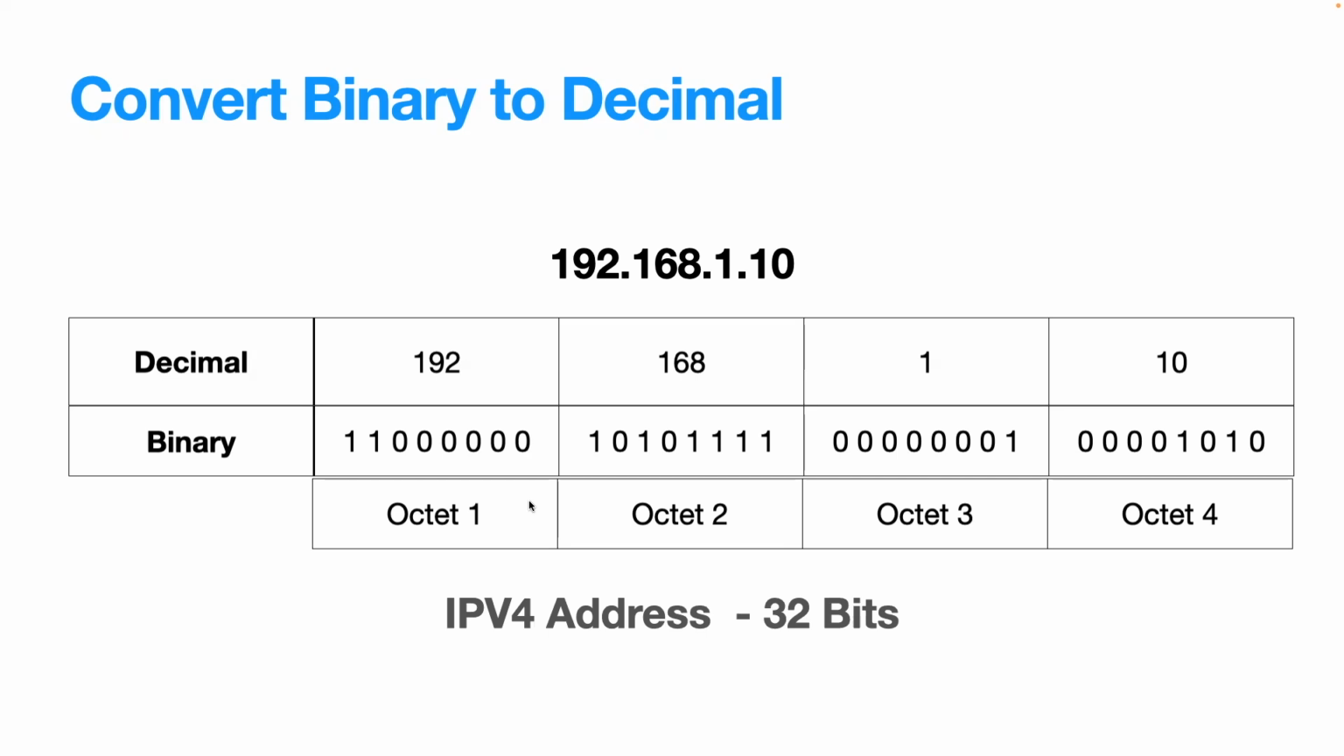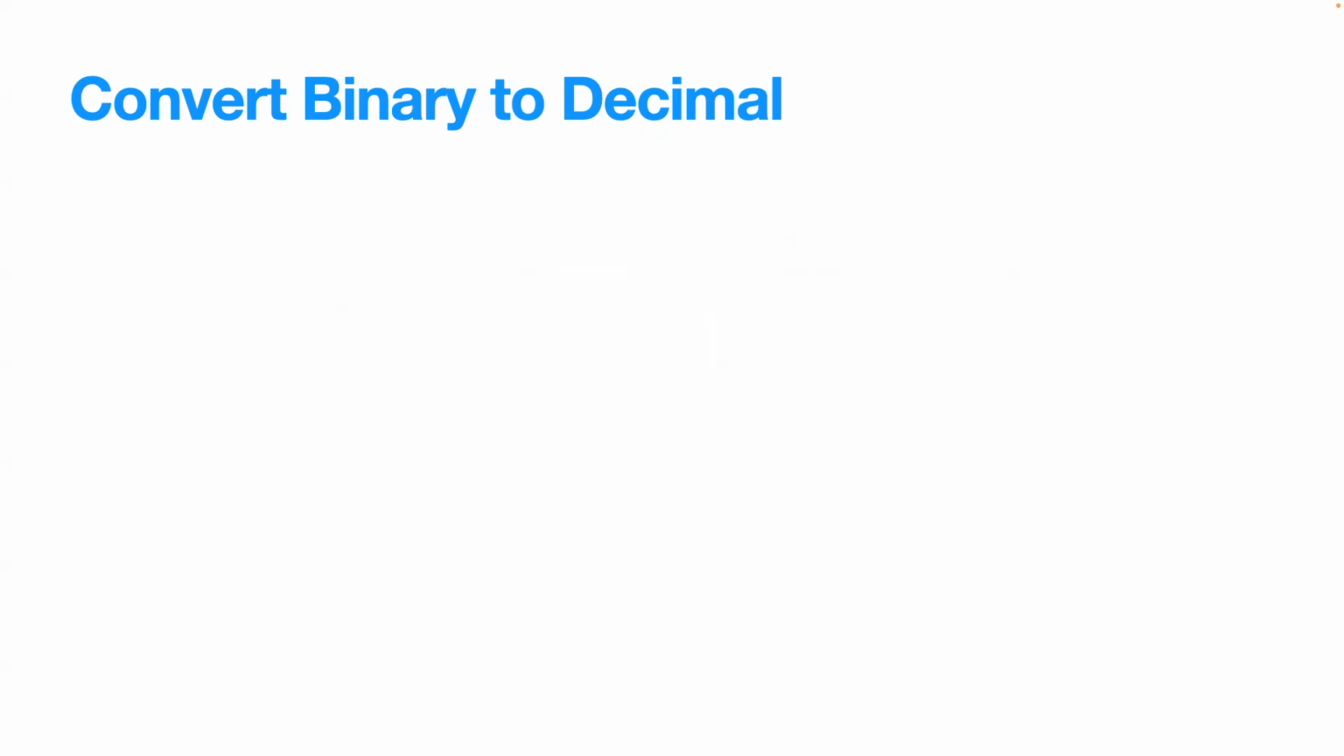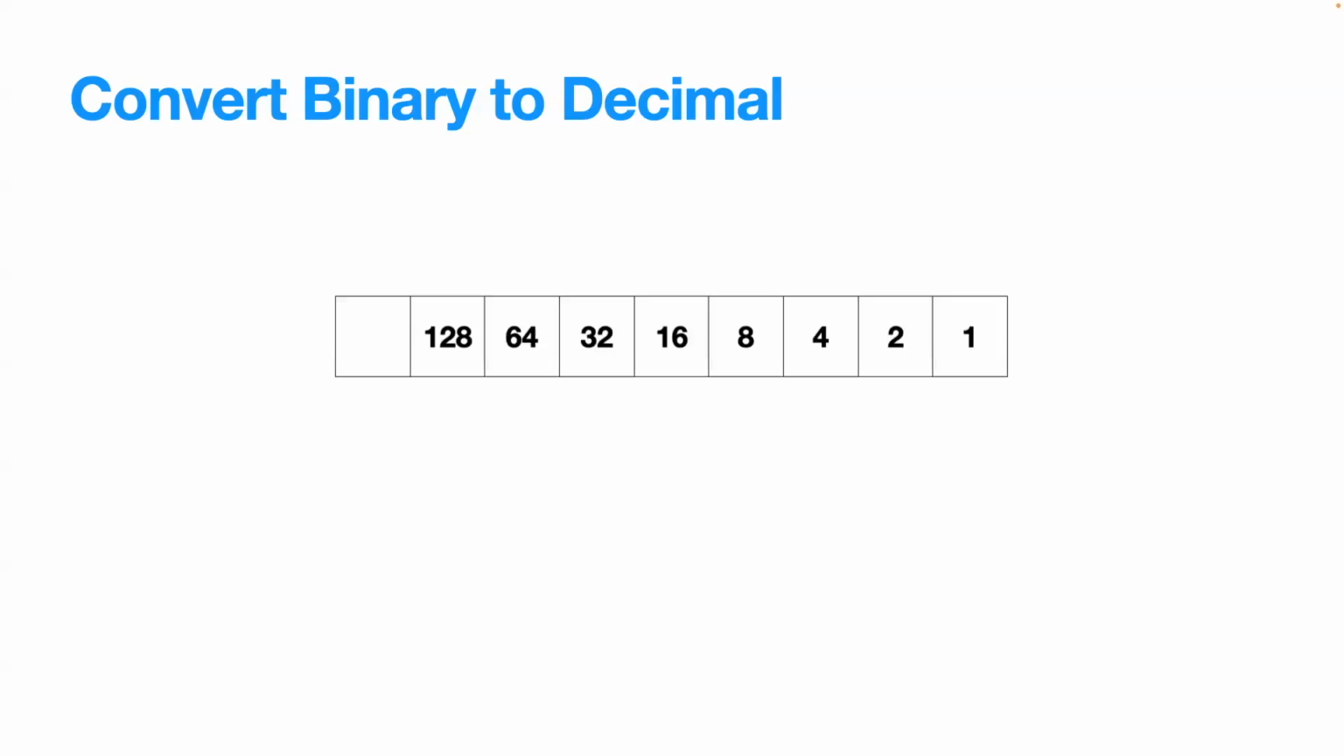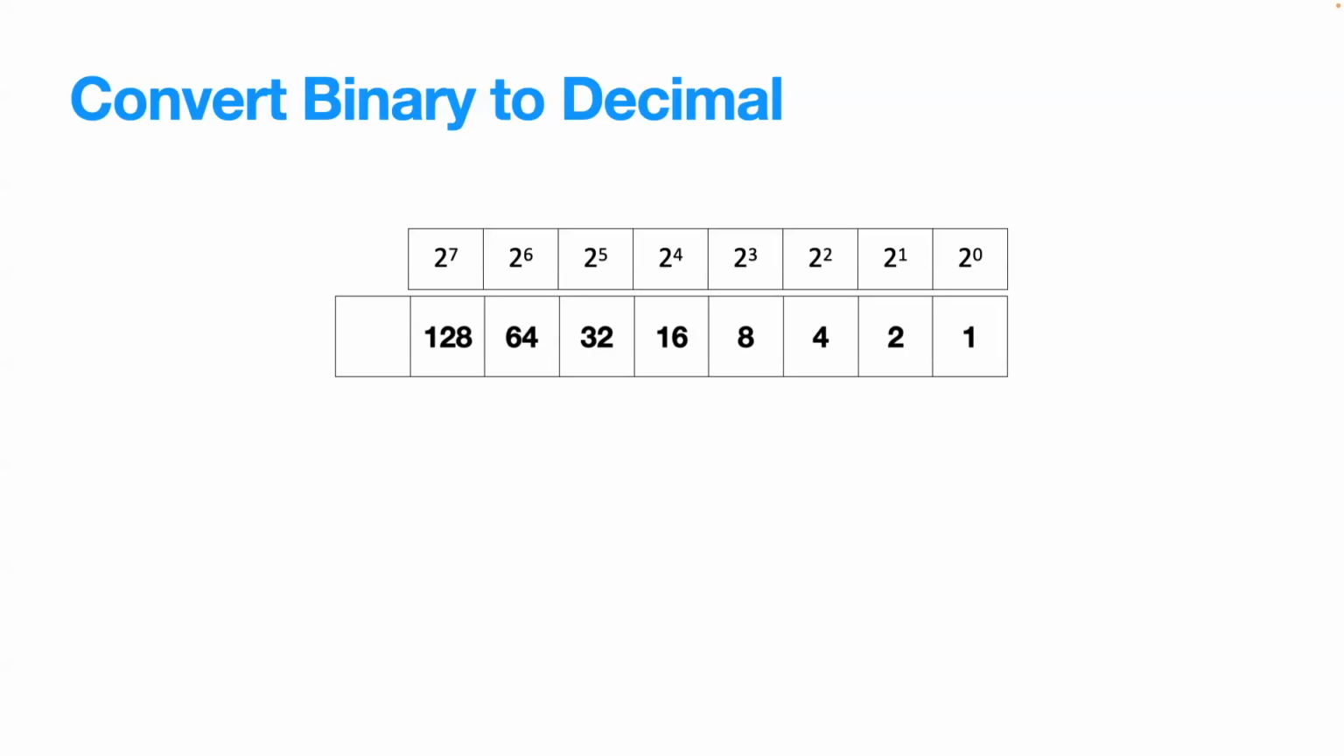Now we can see how to convert binary into decimal. We will see some examples. To convert binary to decimal, I'm using this table. As the binary number is a base 2 numbering system, I'm using a 2 power table. I've written the values from right to left, starting from 2 power 0, 2 power 1, and ending with 2 power 7. As in an IPv4 address every octet has 8 bits, I am using 8 columns.